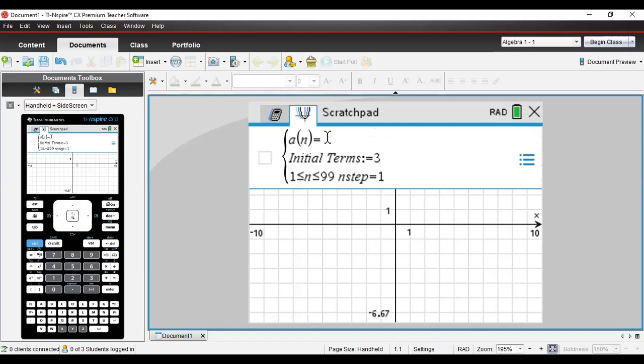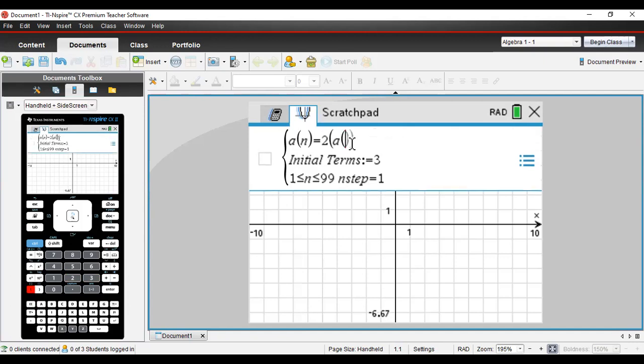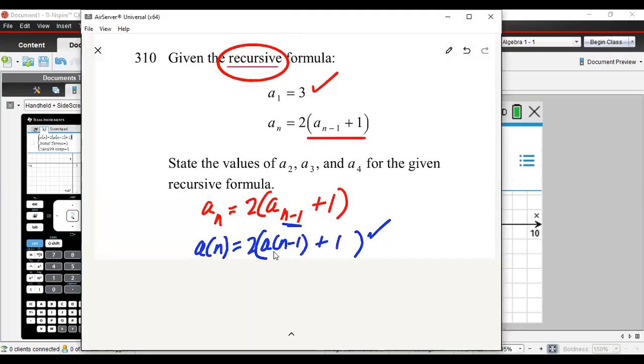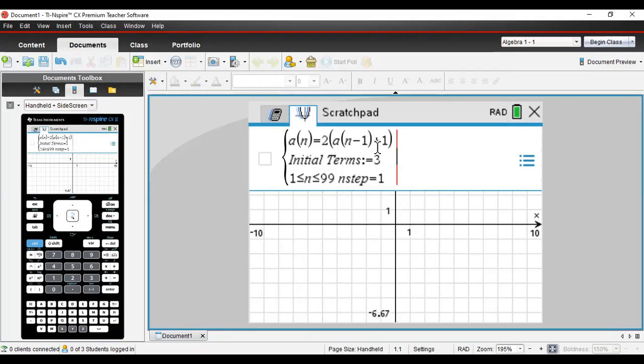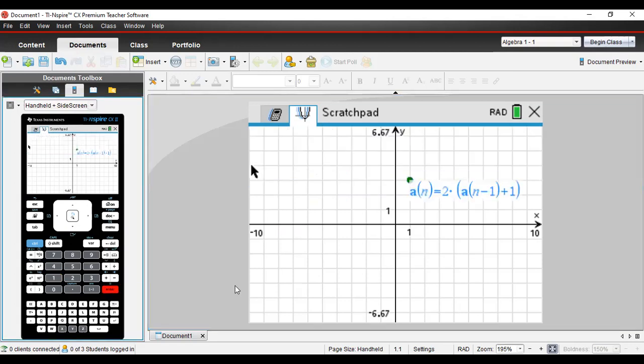Now I'll go to the right-hand side and I'm going to go 2. And I have to put a set of parentheses there. And then inside that parentheses, I'm going to go A, parentheses to indicate that subscript n minus 1. I'm going to go n minus 1, close the parentheses, and then it's going to be plus 1, and then I close the parentheses. So on the iPad, on the right-hand side, there were 2 sets of parentheses, and on the calculator, there's 2 sets of parentheses. So I'm ready to go, and I press enter.